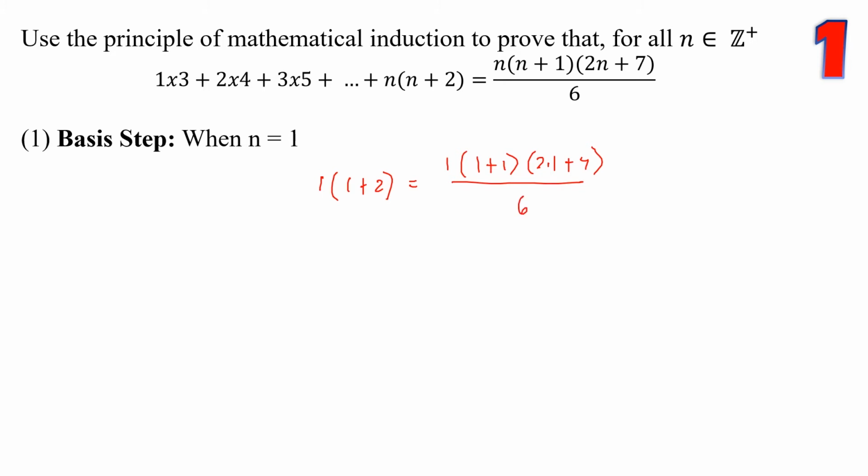1 plus 2 is 3 times 1, so in the left-hand side we have 3. On the right-hand side we have 1 times 1 plus 1 is 2. 2 times 1 plus 7 is 9, all over 6. Hence, in the right-hand side, we have 1 times 2 times 9, that is 18, divided by 6, that is 3. Therefore, in the basis step, we have a true statement.